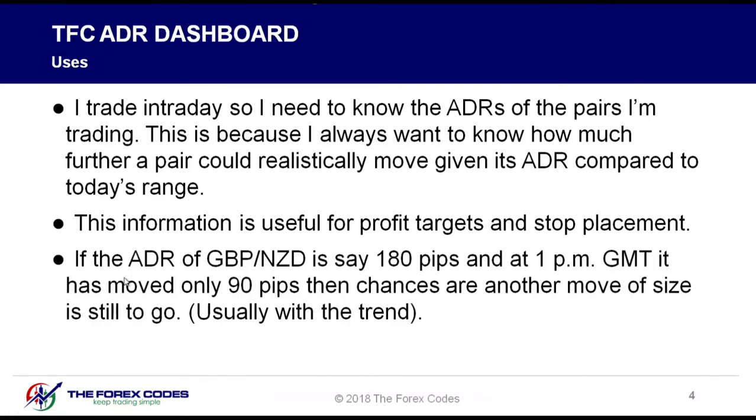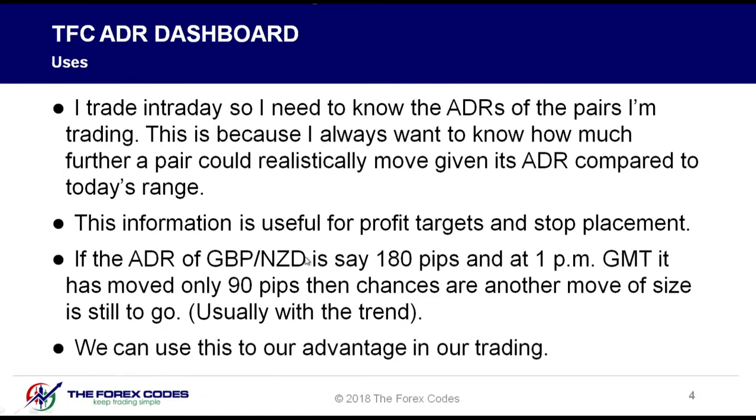So if the ADR of say pound New Zealand is 180 pips, pound New Zealand is very volatile, and at 1 PM GMT it's moved only 90 pips, then the chances are another move of similar size is still to go, usually with the trend, unless of course there's a news event, but usually with trend. And we can use this to our advantage in trading if we know there's likely to be another big move.